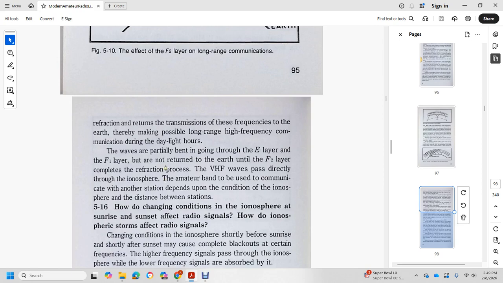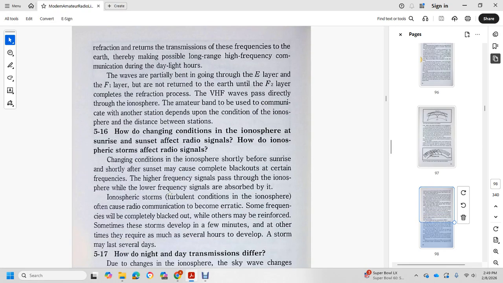The F2 layer completes the refraction of the waves, while VHF waves pass directly through the ionosphere. Whether an amateur band can be used to communicate with another station depends on the condition of the ionosphere and the distance between the stations. How does the change in the condition of the ionosphere at sunrise and sunset affect the radio signal? Shortly after sunrise and shortly after sunset, there are complete blackouts of certain frequencies. High frequency signals pass through the ionosphere, while lower frequency signals are absorbed.